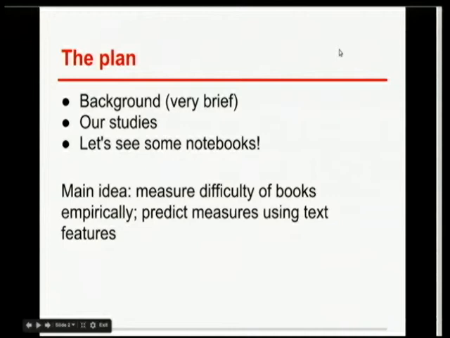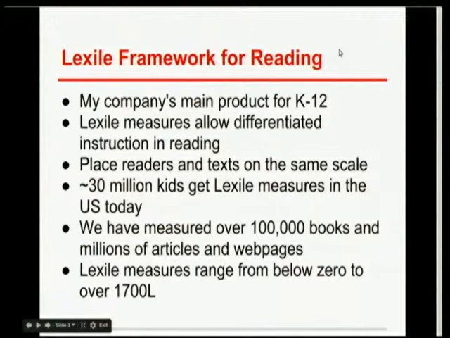So a little bit of background. My company, Metametrics, its main product is the Lexile framework for reading, which allows for differentiated instruction in reading by placing readers and text on the same scale, the Lexile scale. We find that when readers are matched with materials that are appropriate for their reading ability, learning improves. So it's pretty big. 30 million kids in the US get Lexile measures, and we've measured over 100,000 books and a bunch of web pages and stuff. Just to give you an idea of the scale, they range from below zero to over 1,700 for highly technical materials.